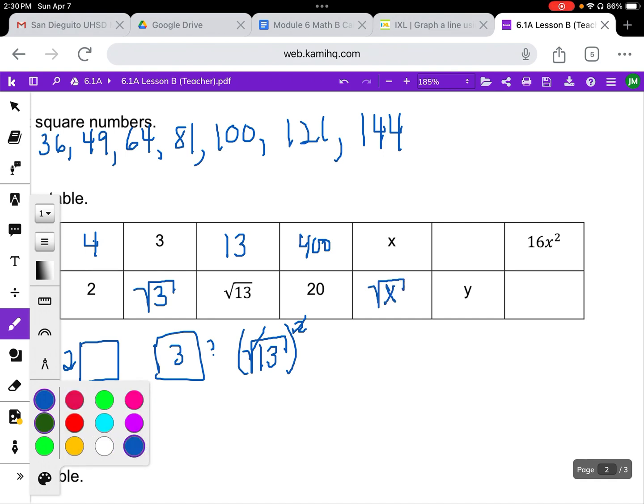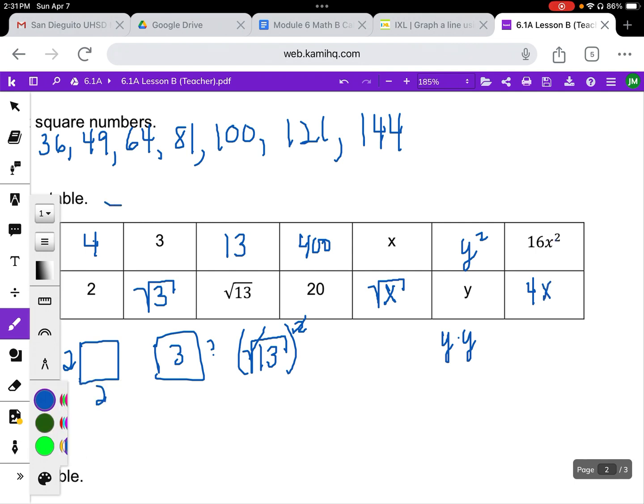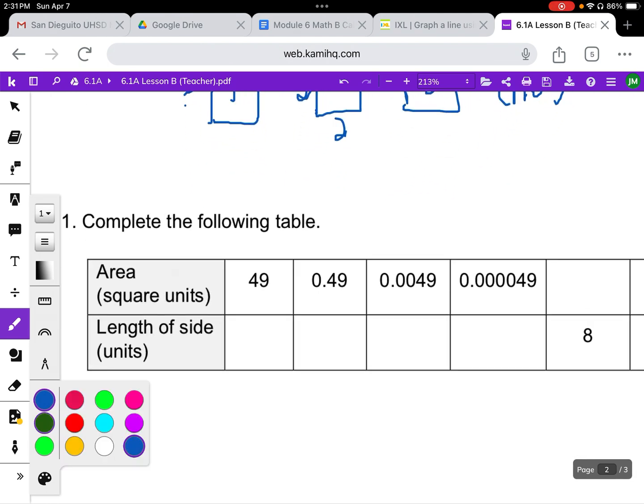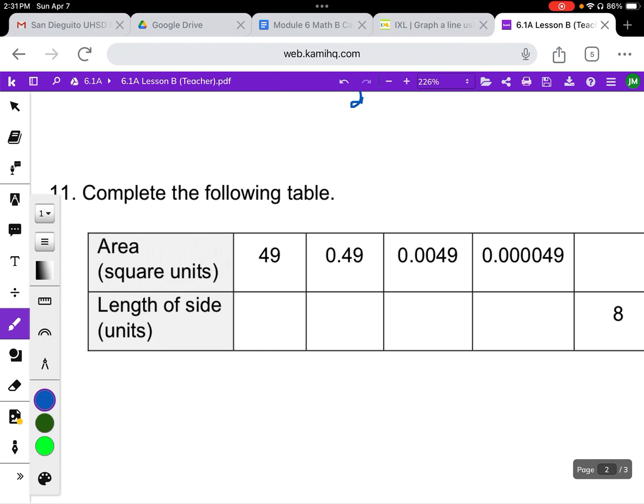And side length of y, well, let's think back to exponent properties. Y times y was y squared. And this one we have an area of 16x squared. So that means that we need a 4 times 4 is 16. And that takes care of that. And then we need an x times x, which is x squared. Feel free to pause the video if you need a little more time with that. But on to number 11.